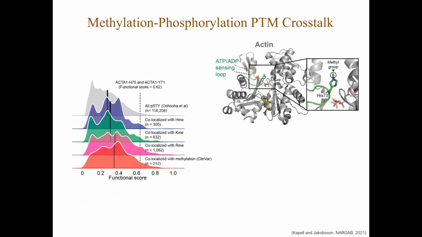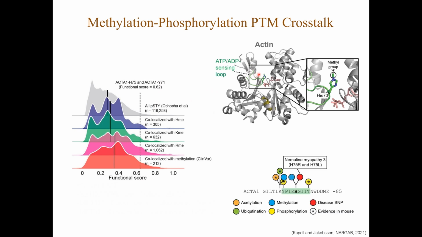So actin is an ATP dependent protein, and its polymerization is dependent on ATP hydrolysis. And this loop that harbors the methylated histidine has been reported to have a function in sensing ATP and ADP binding in actin. So it's a key and central feature related to actin activity.